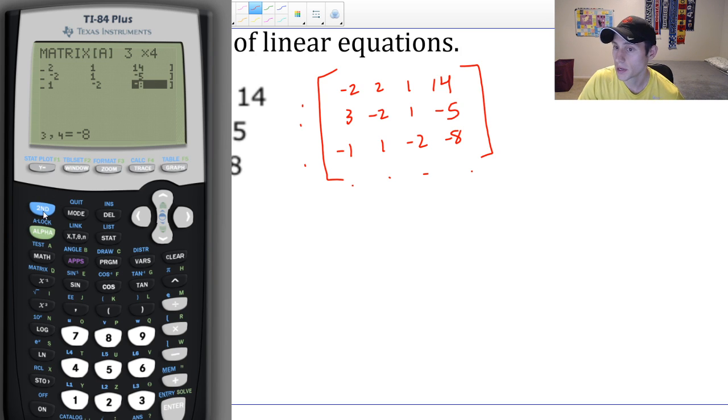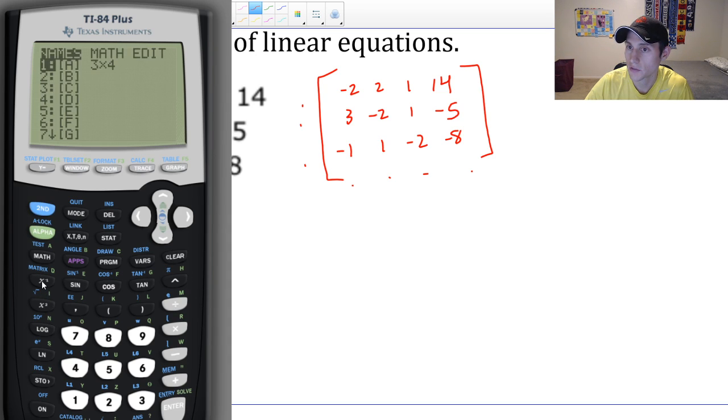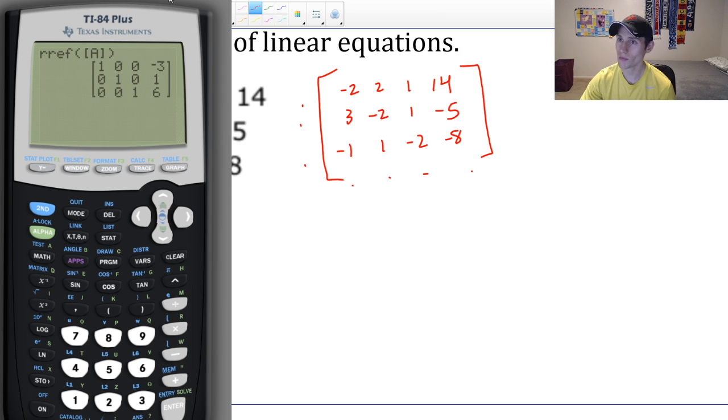Once we have them all entered, we quit out. So we have to go back to the main screen. Second, mode takes you back to the home screen. Now we want that RREF. So again, we want matrix. Second, x to the negative first. We go over to the math tab. Scroll down to RREF. Enter. And then matrix A inside of that: second, x to the negative first, 1. Close the parentheses. And we get this matrix right here.